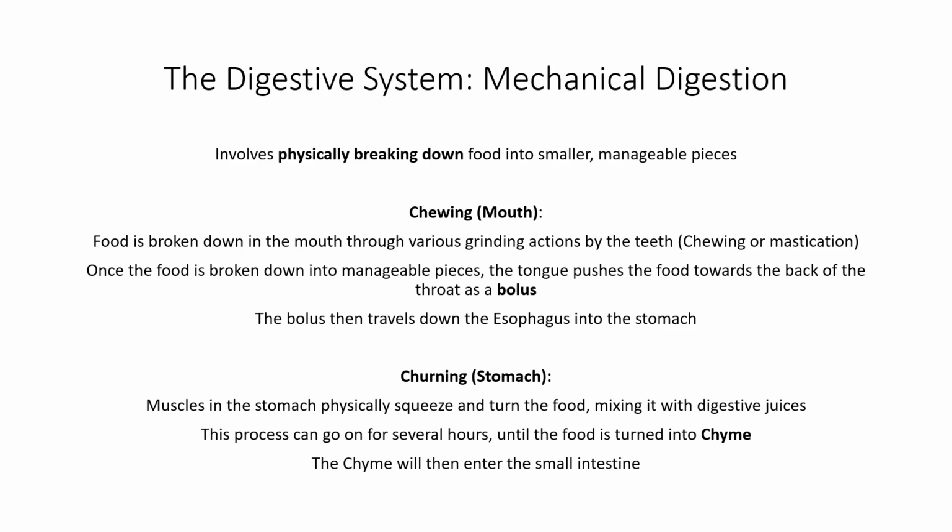So after eating, food will sit in your stomach for several hours whilst it's churned and chemically digested until it is turned into something called chyme, which is kind of like a slimy material. The chyme will then enter the small intestines, which is where absorption will happen, and up to 90% of the nutrients will be absorbed in the small intestines. Then the water, electrolytes and vitamins will be produced and absorbed in the large intestines.